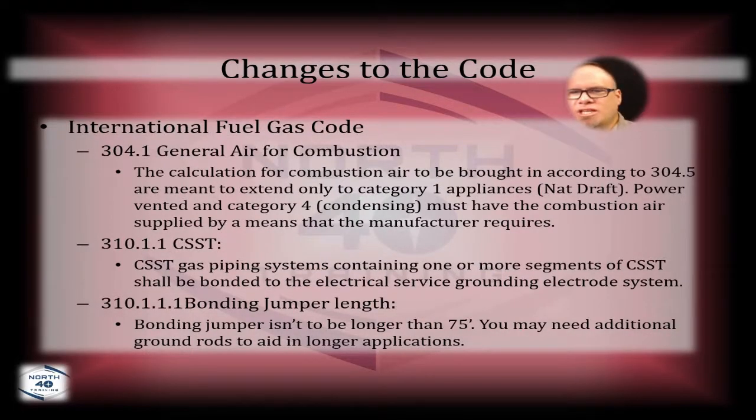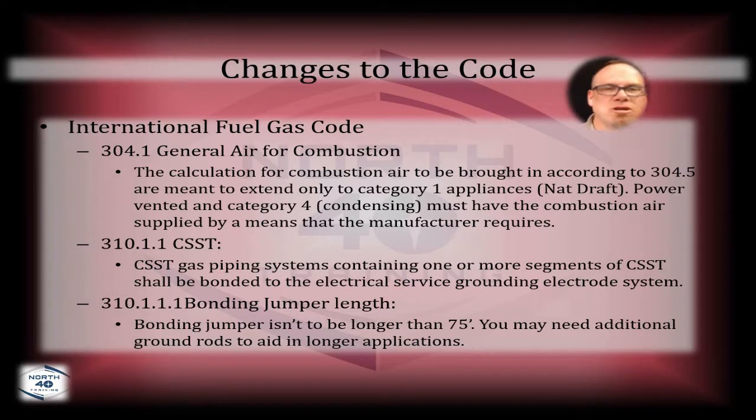So there's a couple sections here that deal with the International Fuel Gas Code. 304.1 talks about general air for combustion, and this has also changed. Okay, this is a pretty good size change. And this section tells you that if you've got a category 1 appliance, a natural draft appliance, this calculation that we've dealt with in the past is going to deal with you solely. Calculations for combustion air to be brought in according to 304.5 are meant to extend only to category 1.